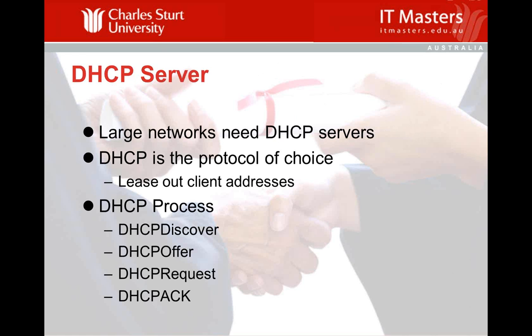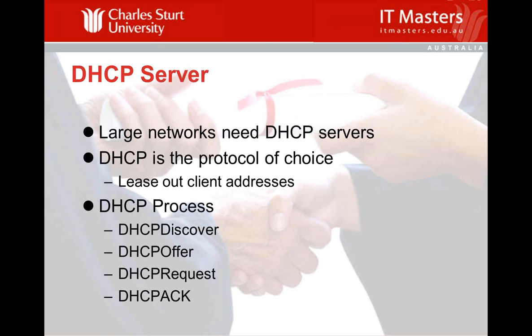If a DHCP server exists on the local segment, so it's always local, remember routers prevent broadcasts, and this is what DHCP Discover is, a broadcast. If there's a local DHCP server on that segment, it will respond with a DHCP offer, and inside the offer will contain an IP address, subnet mask, gateway, and any other options that you might want to set on your DHCP server.